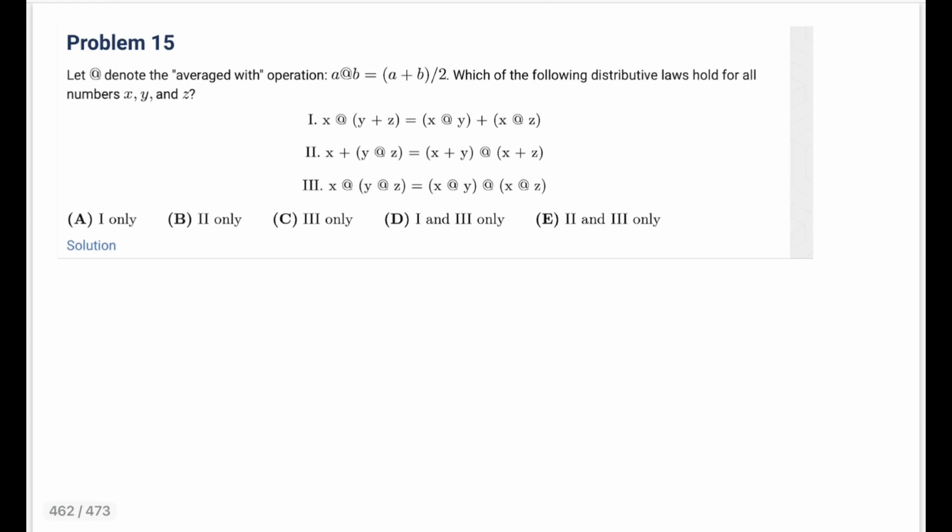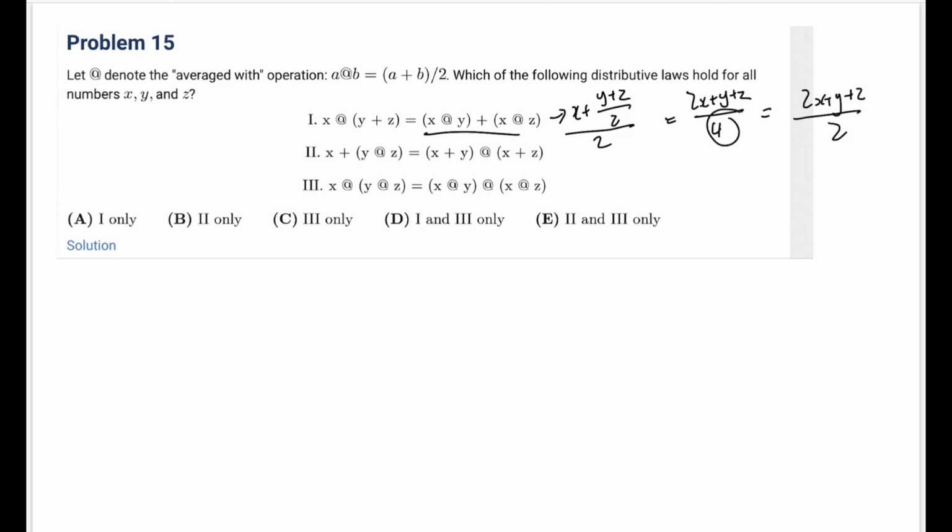Number 15, let at denote the averaging operation, a at b equals a plus b over 2. Which of the following distributive laws hold for all numbers x, y, and z? And so for I, let's say this one, this is y plus z over 2, x plus this over 2, this is 4 over 2, x plus y plus z, right? But then that would be 2x plus y plus z over 2, right? And so this is 4, this is 2, these are not the same, so I is wrong.